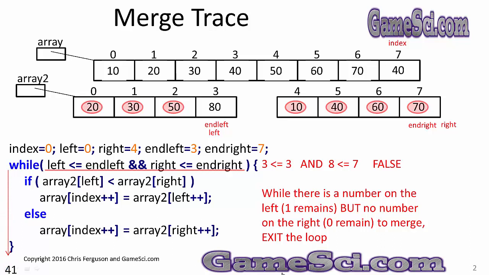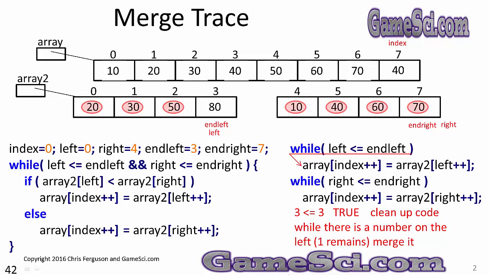Now we're not quite done with the code. I'm going to show you some more here. I've added a couple of loops over here because this is not enough code to do the merge. We need to do a little cleanup here. Notice that left less than or equal to 3 is still a true statement. This is cleanup code.